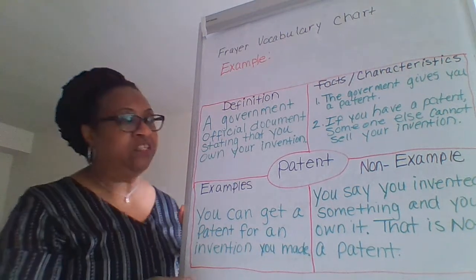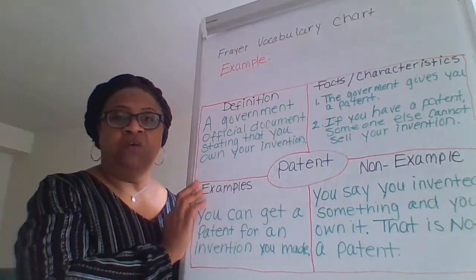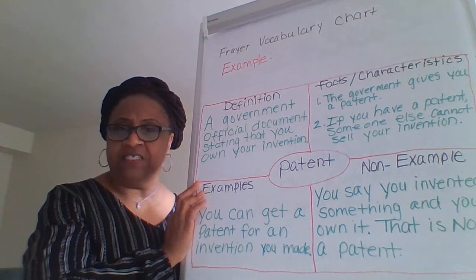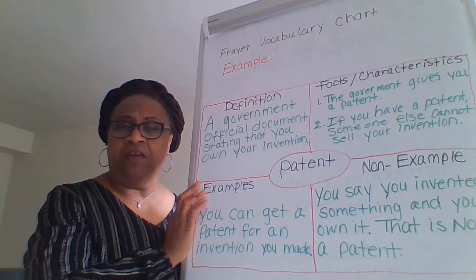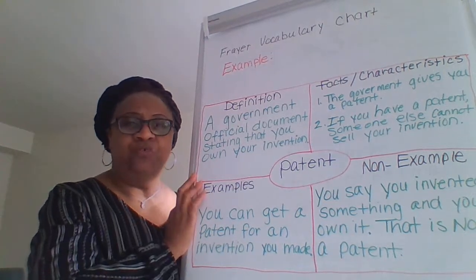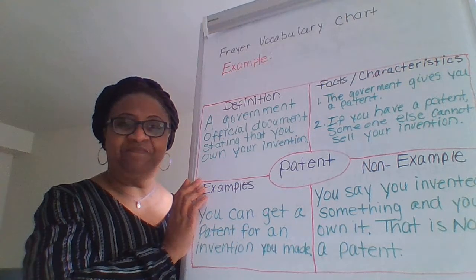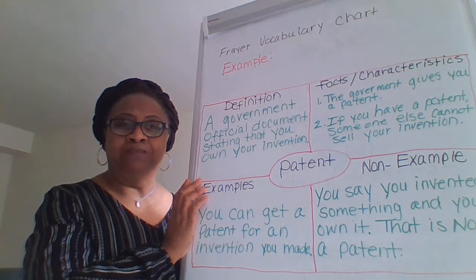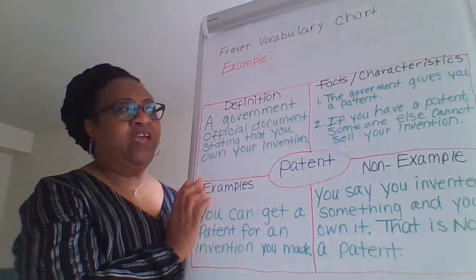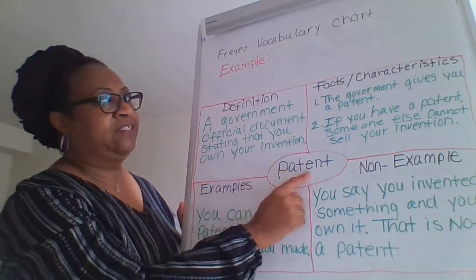Okay? Now let's look at the second box. It says facts and characteristics. Now what do you think that means when we say facts or characteristics? Just think about it. What would you say a characteristic of a patent is? Let's call on Jalen Fears. Jalen, name a characteristic of a patent.